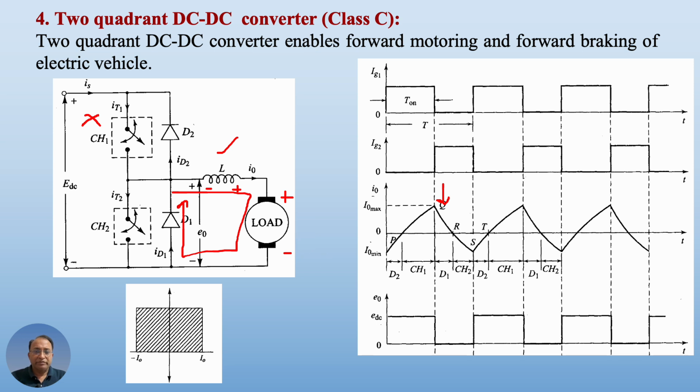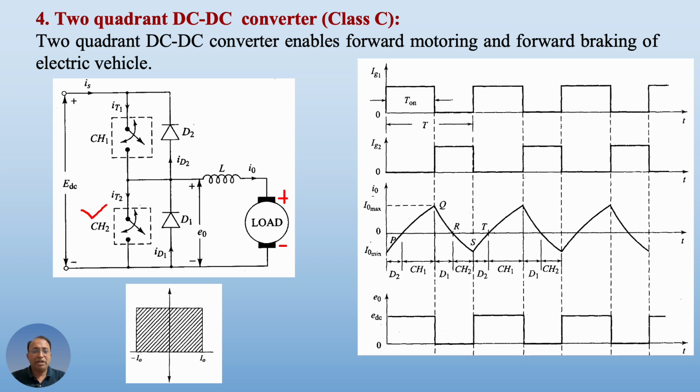So let me write it here. This is the back EMF, the voltage induced in the motor that acts in opposition to the current. When this back EMF becomes equal to the voltage across the inductor, the value of current will become 0 at point R. Please see on the waveform, here the current becomes 0. At this point, chopper CH2 is triggered, and still the back EMF has some energy.